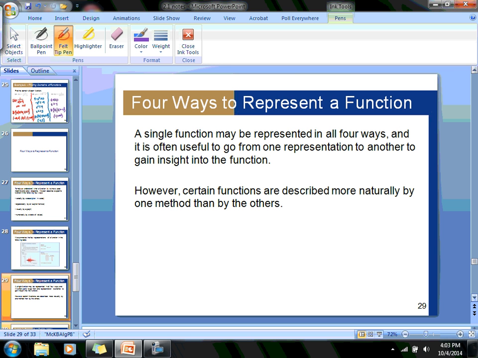And that's basically what this says. A single function may be represented in all 4 ways, and often it's useful to go from one representation to another to help us gain insight into the function. However, certain functions are described more naturally by one method than the other. So sometimes it might be better to look at a graph of an earthquake than a table.